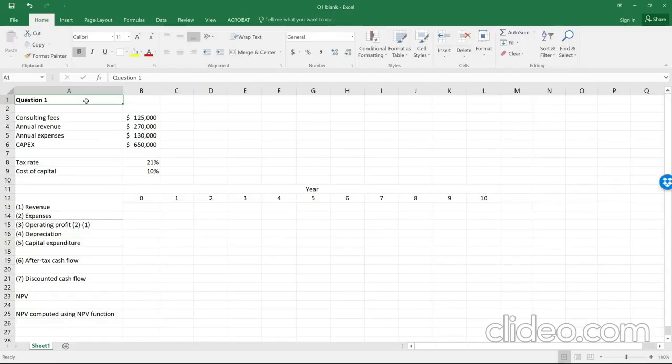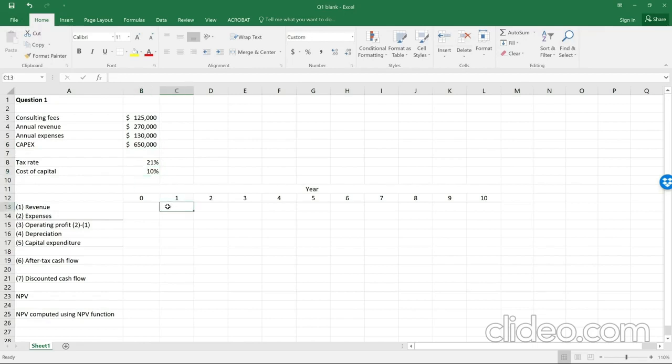Let's record all of the given information into the spreadsheet and use it to compute the net present value of this project. Consulting fees are $125,000. Annual revenue is $270,000. Expenses are $130,000. And capital expenditures, which I abbreviate here as CapEx, are $650,000. Tax rate is 21%. Cost of capital is 10%.